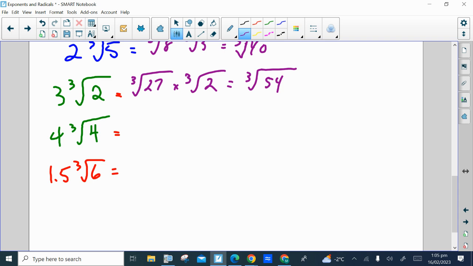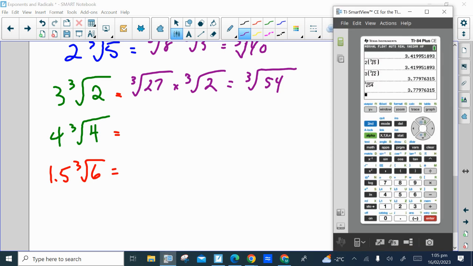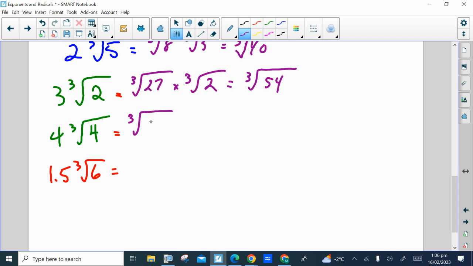Four times the cube root of 4. So again, we need to write the 4 as a cube root so we can multiply these together. You need to figure out the cube root of what number is 4. But again, you can work backwards by taking the 4 and cubing it. 4 to the power 3 is 64. So therefore, the cube root of 64 is 4. I'll write 4 as the cube root of 64. And that's multiplied by the cube root of 4.